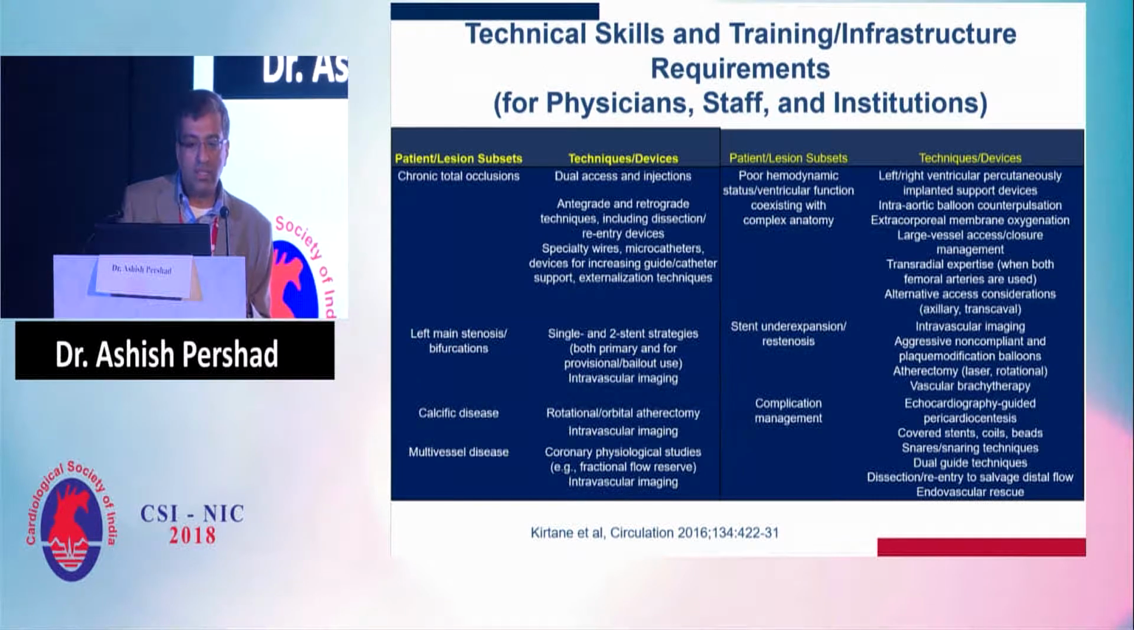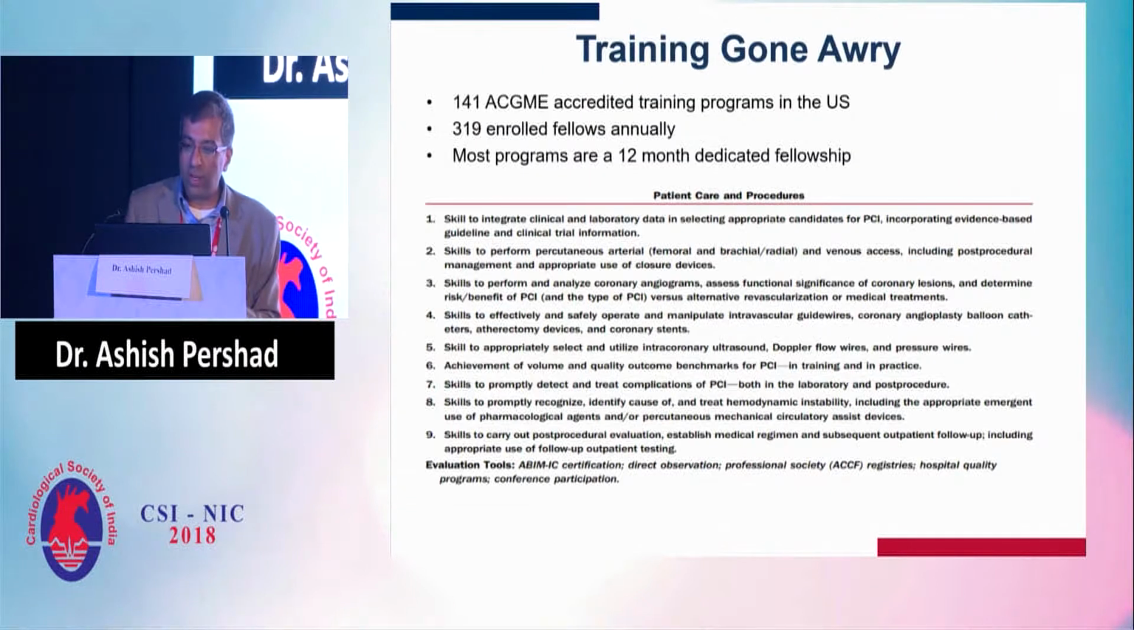So look at the training skills and infrastructural requirements that Ajay elucidated beautifully in his white paper. And then on the right side, we have 41 ACGME accredited training programs in the United States. I think Ajay is a program director of his interventional program, Ramesh is a program director of his interventional program, I'm a program director of my interventional programs, and we have simply not been able to do a good job to be able to train our fellows to acquire all the skills that we need.